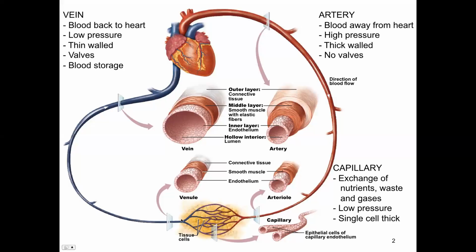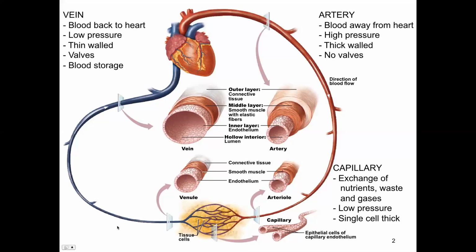Now, eventually, our arterial system will become small enough, and we have these vessels called capillaries. Now, the capillaries, they are single cell thick, all right? They have no extra layers, and that's important because this is where we have the exchange of nutrients, gases, and wastes between the tissues and the blood. And, of course, these are under very low pressure.